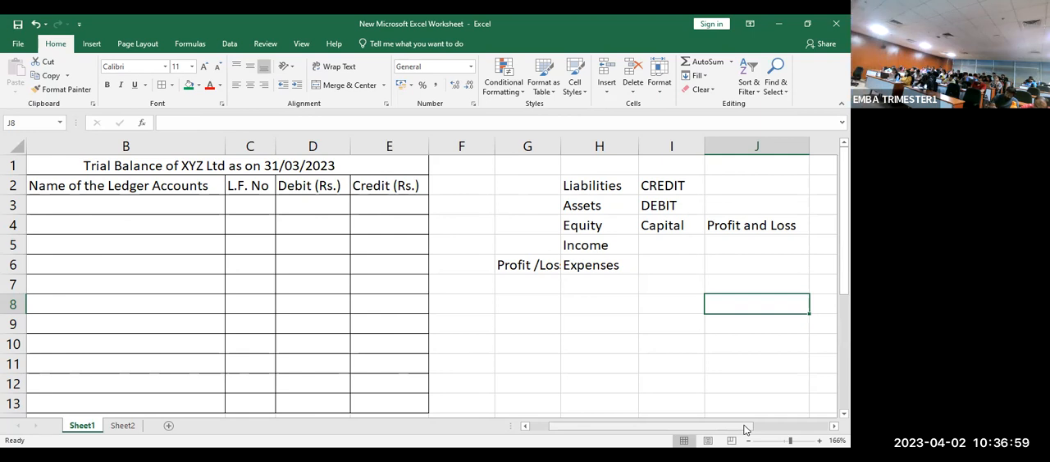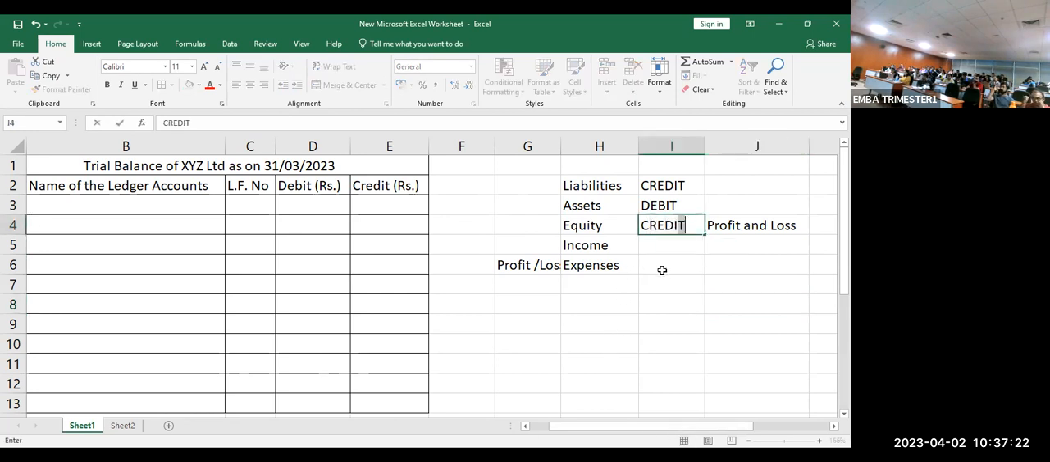Share capital account. Credit side. Why is there no clarity? Share capital is a liability or it's an equity? It's an equity. Okay, share capital is equity. So it should be written on which side? Credit side.